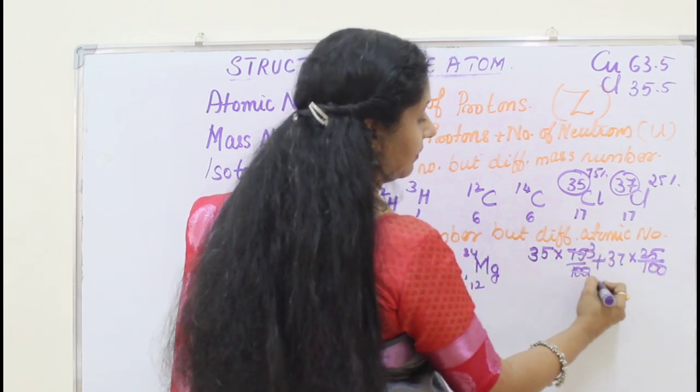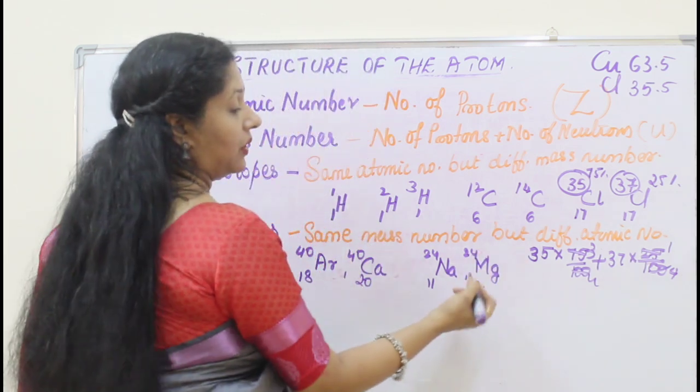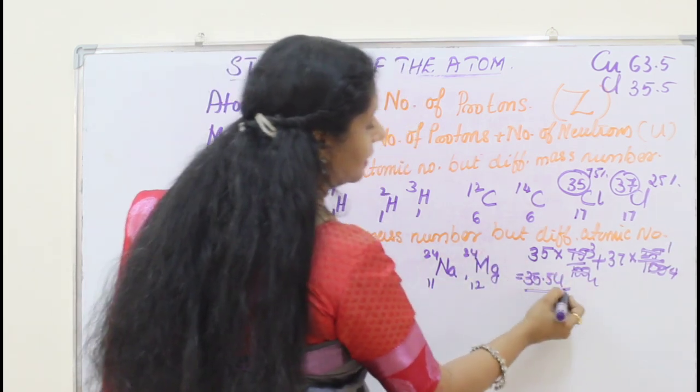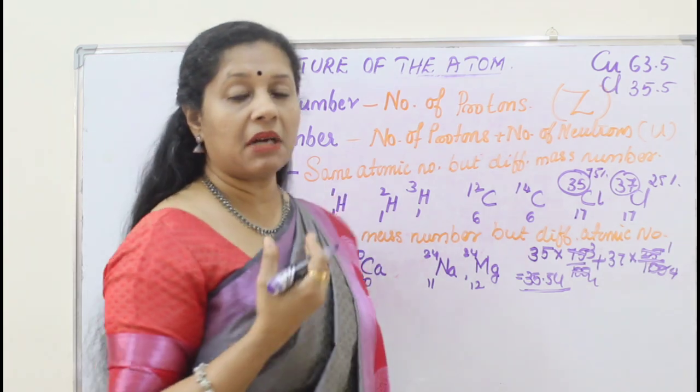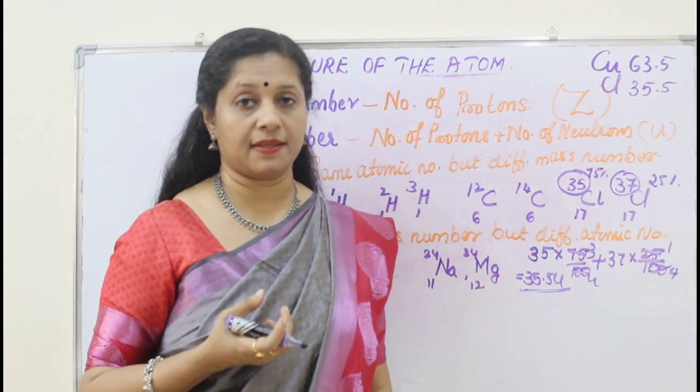So here 3 by 4, here 1 by 4, right? So when you calculate, the total will be 35.5 units. So this is how we are getting the atomic mass as a fractional or decimal number.